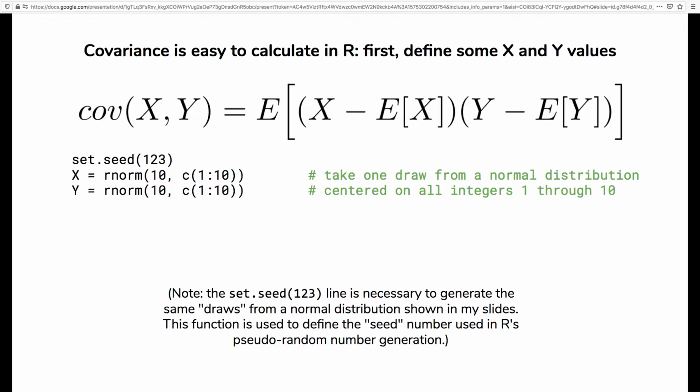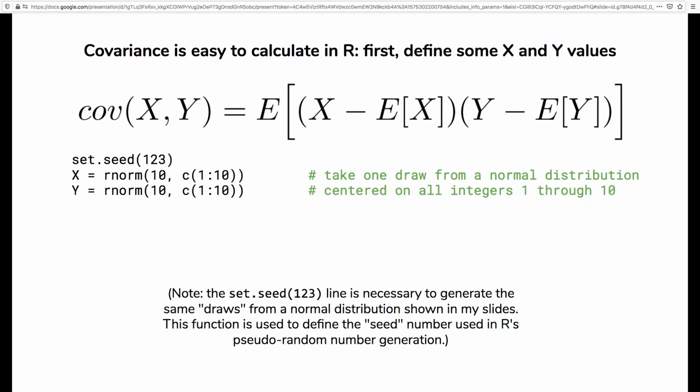We hit number 7, we're going to take a random draw from a normal distribution centered at 7. We're going to do the exact same thing for y. And you'll notice here at the top of the script, we've got this set.seed(123) line that I've added in there. Without getting into the details too much, set.seed is a function you can use in R to set the so-called seed number for the pseudo-random number generator in R.